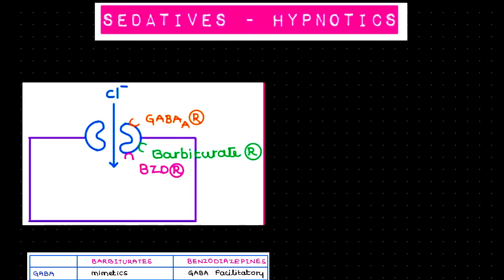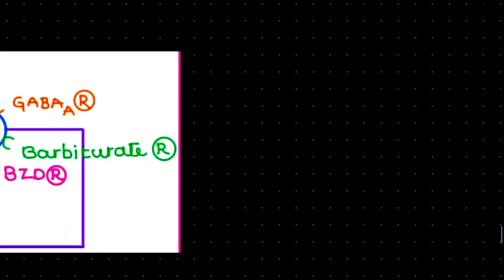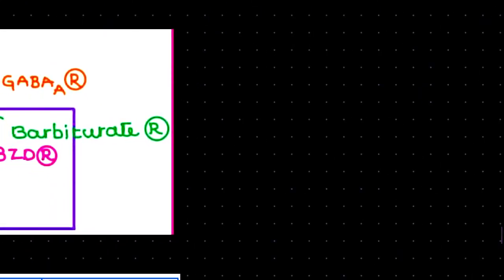Now we can call this complex GABA. This is the chloride channel complex, right? Now here we have the GABA receptor. Let's talk about this GABA receptor. Let me write GABA A receptor.